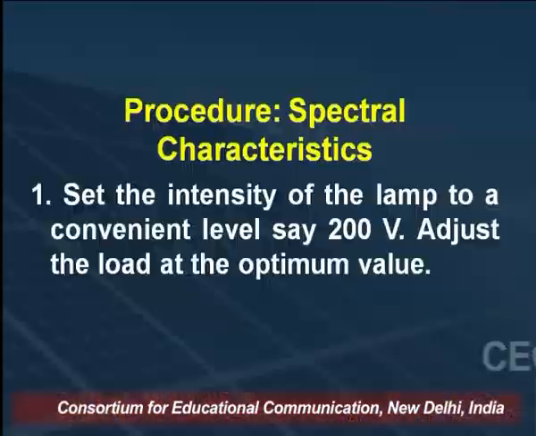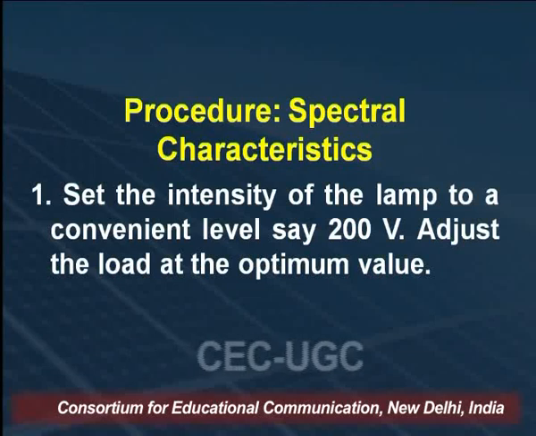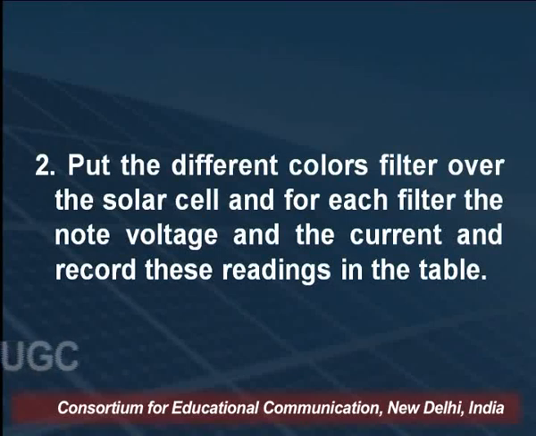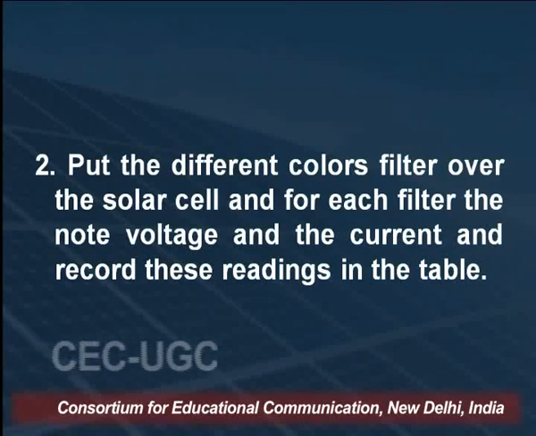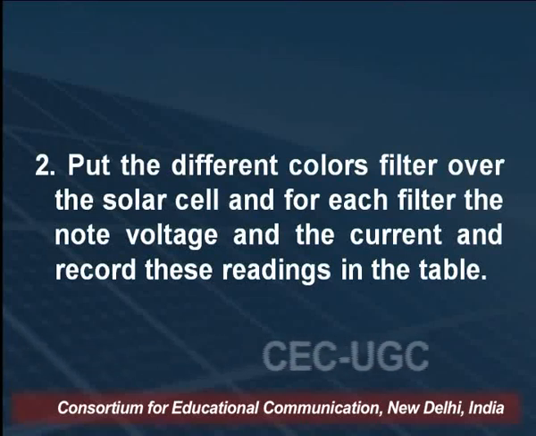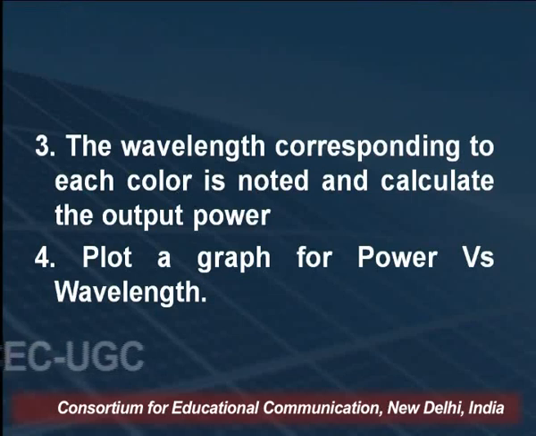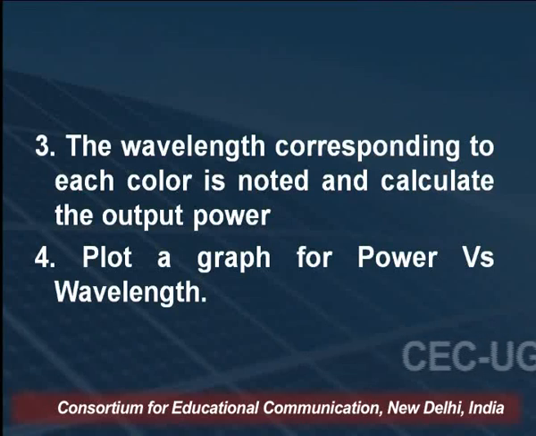Now what is the procedure to get the spectral characteristics? Again we set the intensity at a particular value, that is 200 volt, then we adjust the load at the optimal value, then we put the different color filters. If we use the sunlight, there is no need to put the filters, but if we are using the lamp, then we put filters of different colors over the solar cell. For each filter we note the voltage and the current and record the readings in the table. The wavelength corresponding to each color is noted and we calculate the output power. So we plot the graph between the power and wavelength as we have seen.